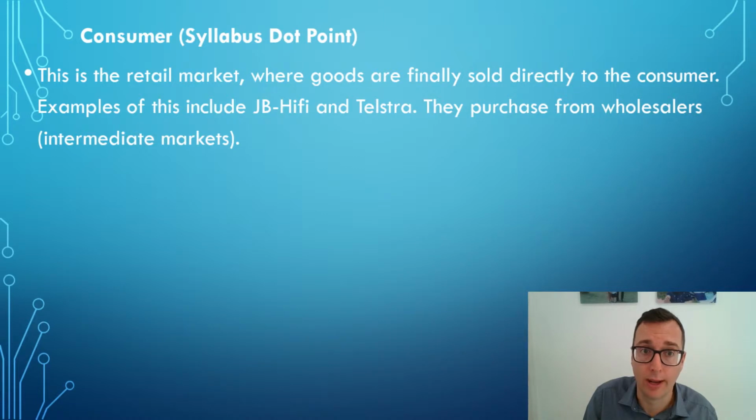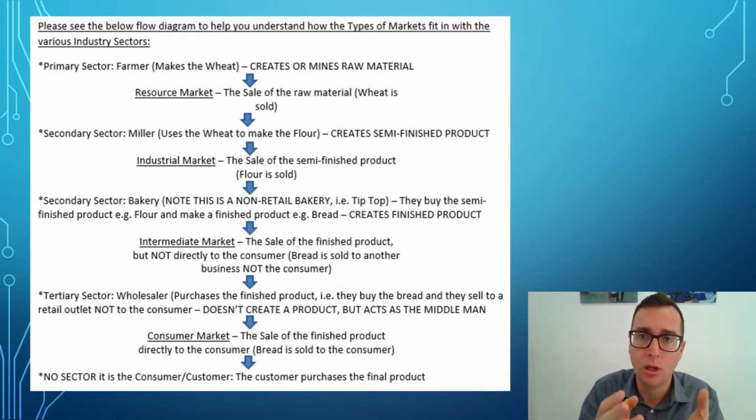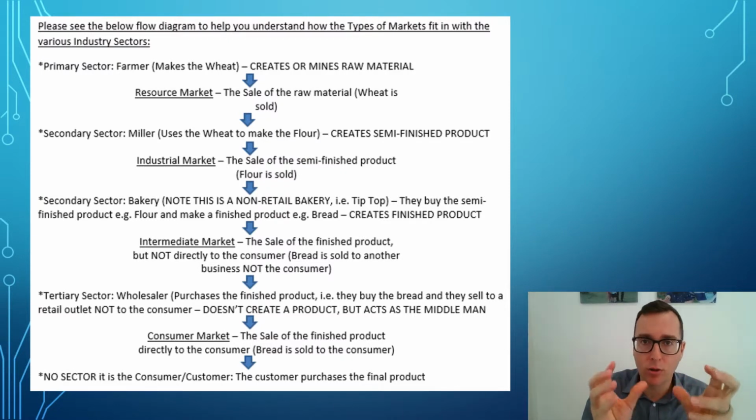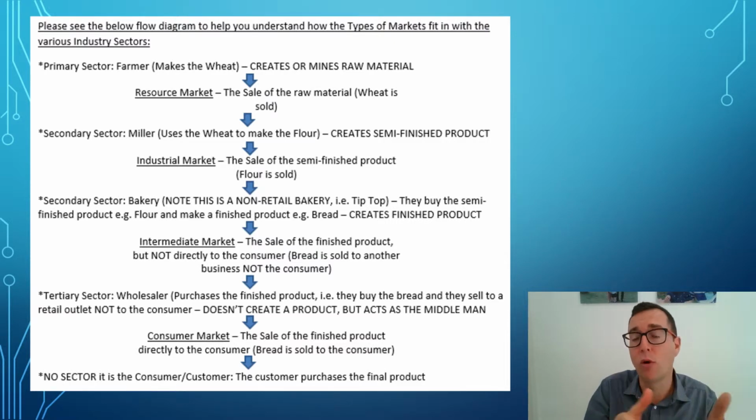All right, now, in terms of this timeline or how this works with the different markets, I need you to understand that we're not talking about industry sectors, we're talking about in between those industry sectors. So I'm going to give you some examples before I move on to the last two, the mass and the niche markets. So you have the primary sector, a farmer.